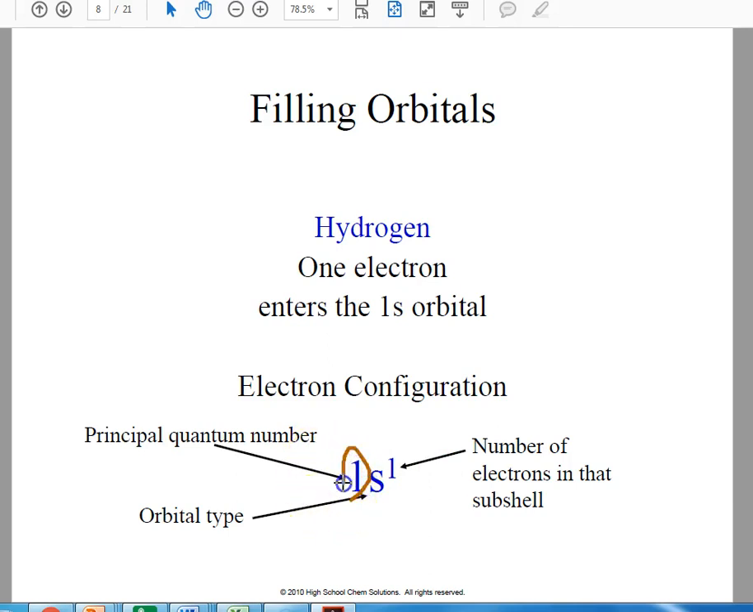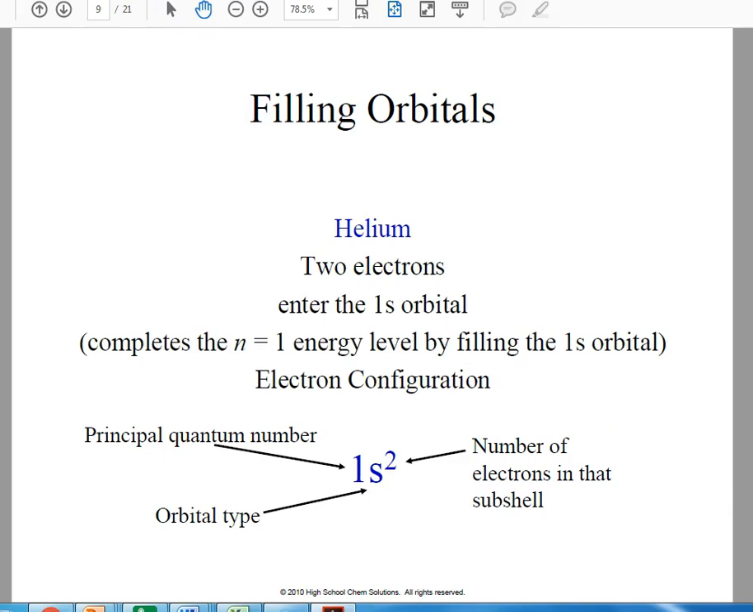This 1 is the energy level, also known as the principal quantum number. The s is the orbital type. So in this case, it's s. Remember, there's also p, d, and f. And then our exponent tells how many electrons are in that sublevel. Hydrogen only has 1 electron, so it goes into that lowest energy 1s orbital.